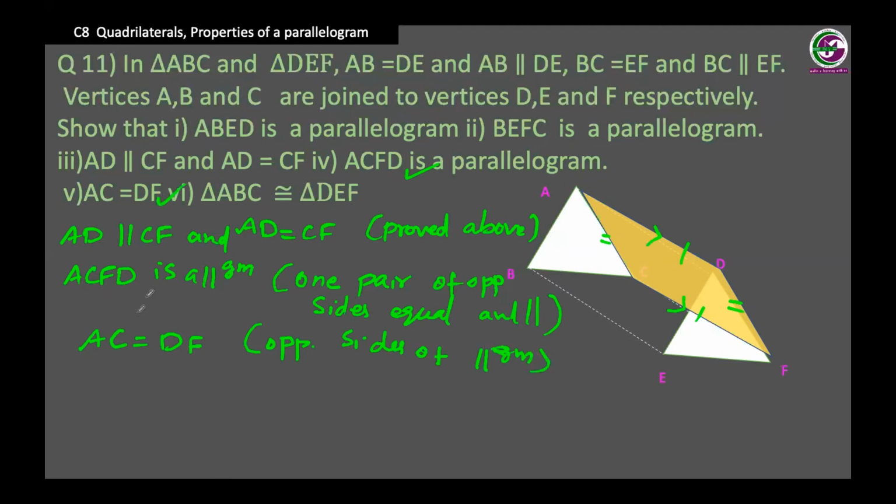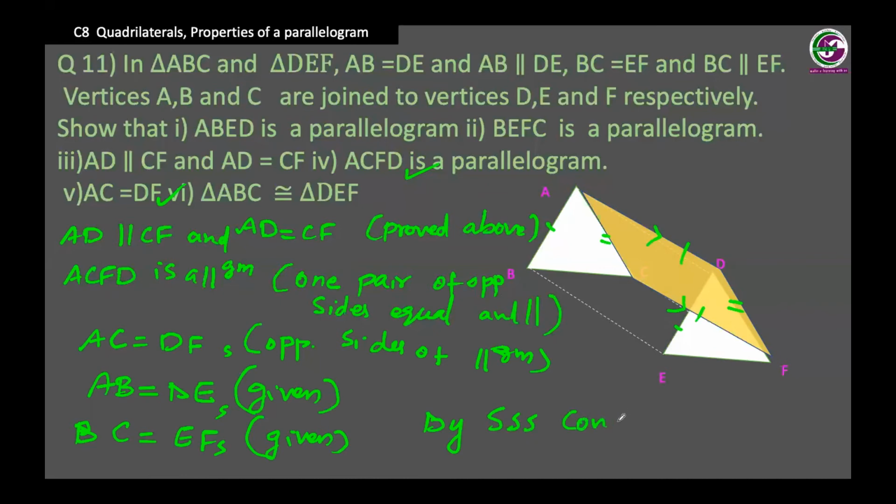And the last part we have to show is ABC and DEF are congruent. We are already given AB is equal to DE. Also, we are given that BC is equal to EF. So we get all the sides, side, side, side by SSS congruence. Triangle ABC is congruent to triangle DEF.